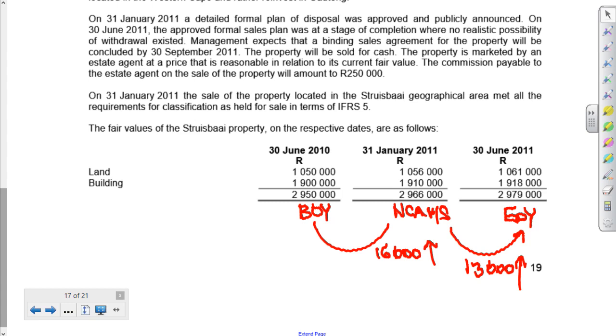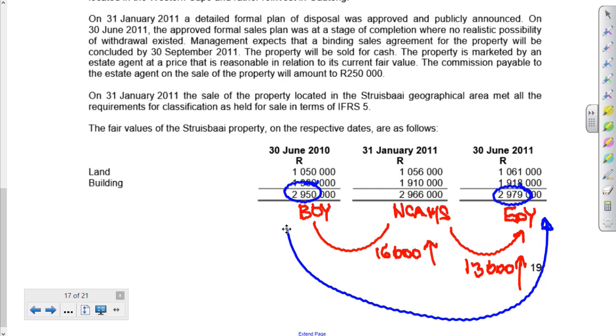So this 16 and 13, 29, is not part of the IFRS 5 remeasurement rules. It's part of IAS 40 investment properties, which says investment properties are carried at fair value. So the 29 is the fair value measurement of the investment property. You could have said that it's this movement, because that's what it was at beginning, 2950, and at end it's 2979, 29,000 increase in value. Yeah.